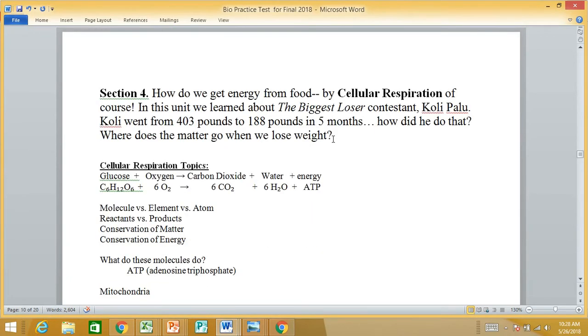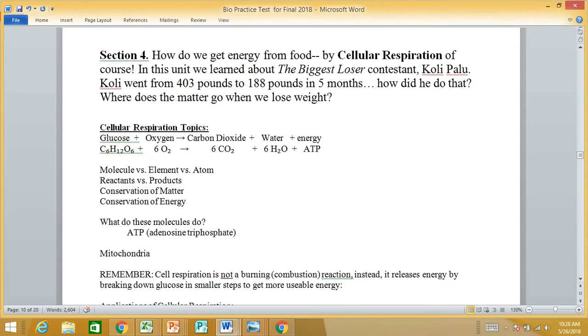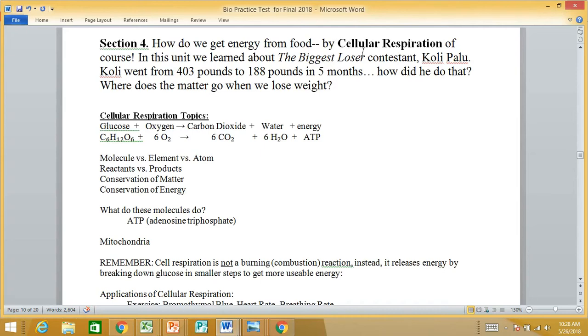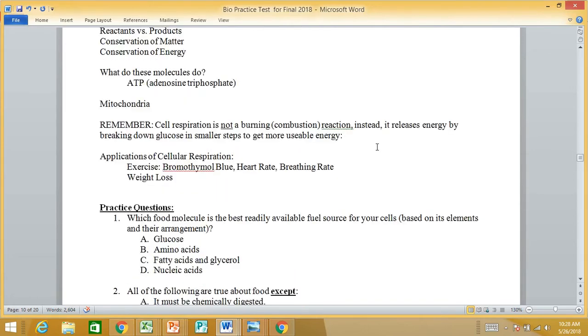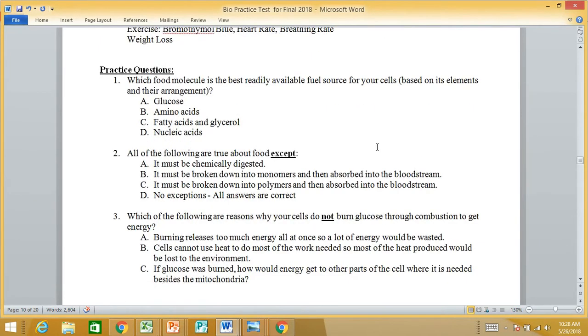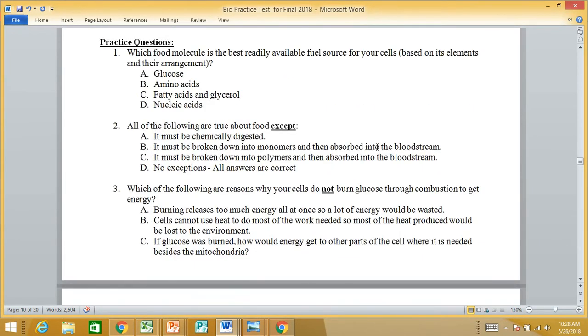Let's go on to section 4, cellular respiration. Here we had the biggest loser, Palu, and he went from 403 pounds to 188 pounds in just 5 months. Where did the matter go? This gives you some ideas about what it is. And let's look at the practice questions.